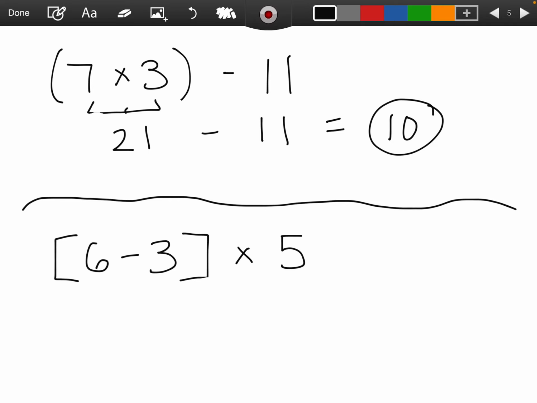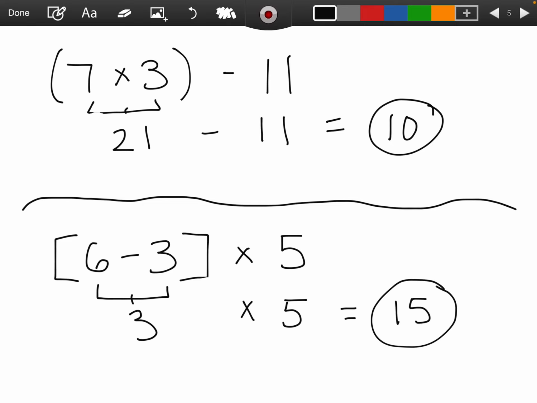In this next example, once again, any parentheses or brackets? Yes, we see brackets. Let's simplify that first. 6 minus 3 simplifies to 3. And then we bring down the rest of the numbers. And we're left with 3 times 5, which equals 15. Final answer.